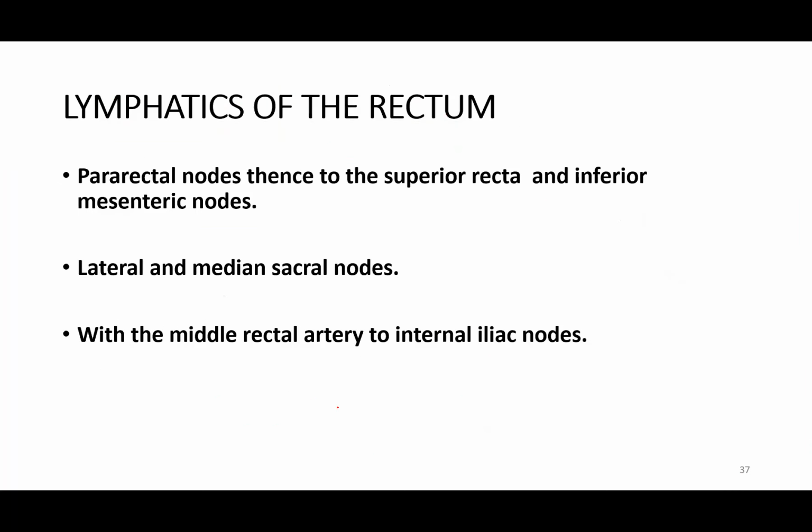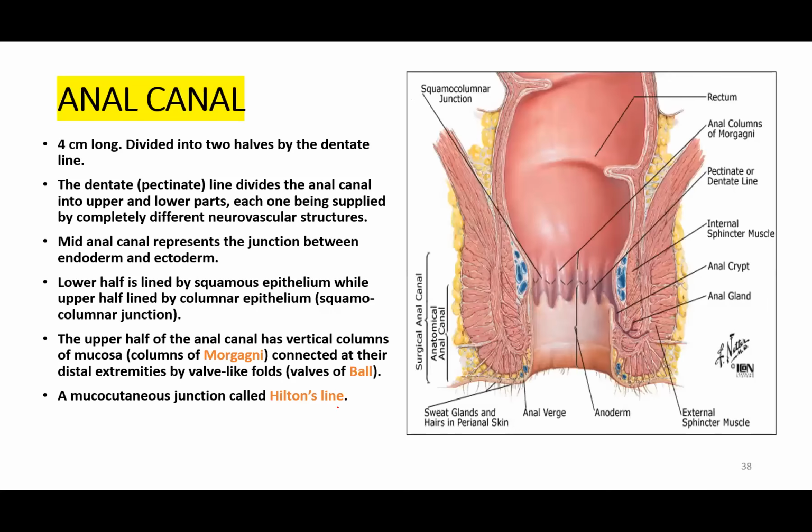Now, the lymphatics of the rectum. The pararectal nodes, thence, they drain into where? The superior rectal and inferior mesenteric nodes. The lateral and medial to the sacral nodes, with the middle rectal artery to the iliac group of lymph nodes. Now, we'll talk about the anatomy of the anal canal.